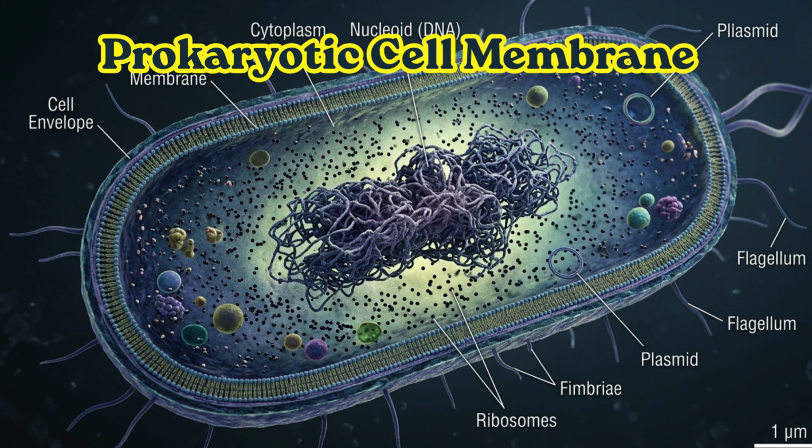In some bacteria, the membrane folds inward to increase the surface area. These invaginations are also called mesosomes. These inward folds of the plasma membrane significantly increase the surface area for crucial metabolic processes like cellular respiration and photosynthesis.